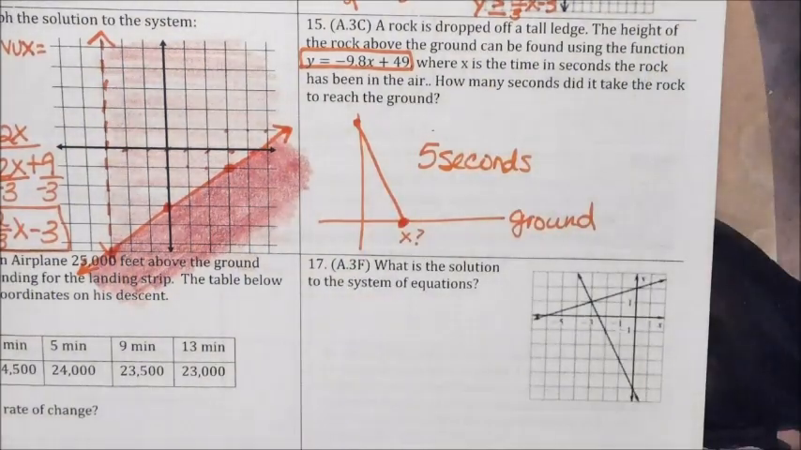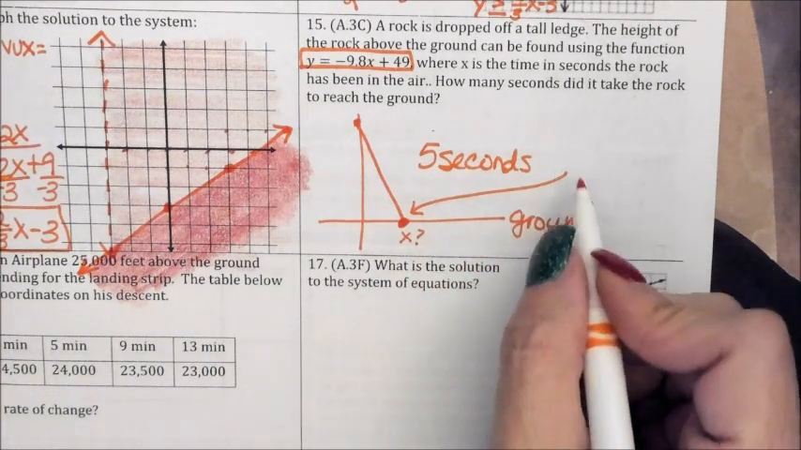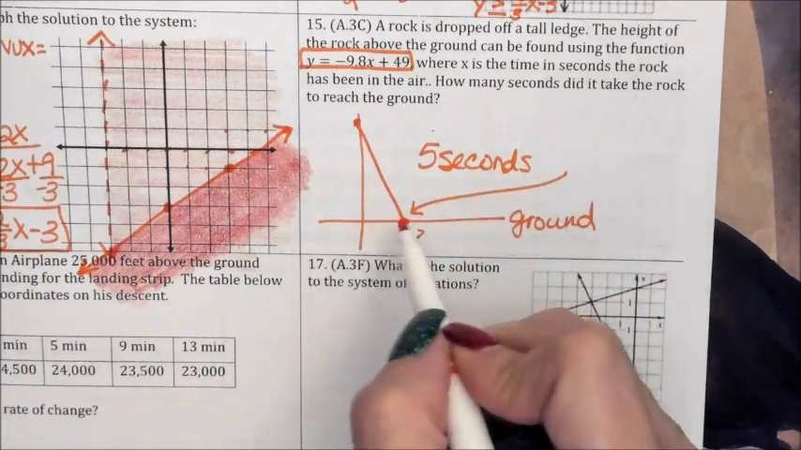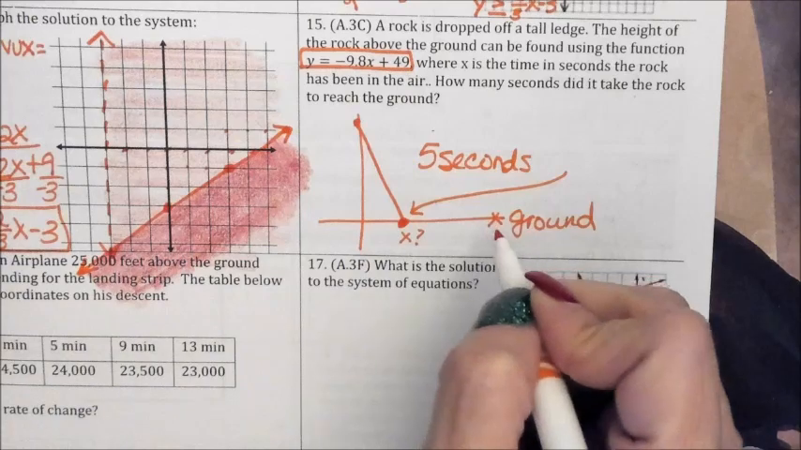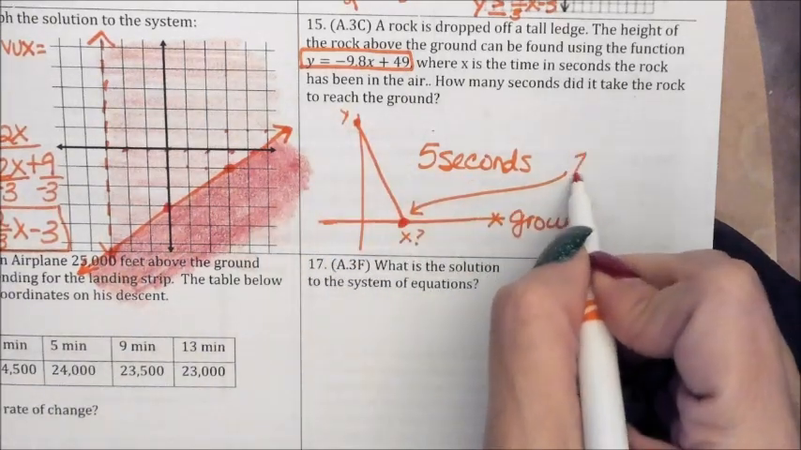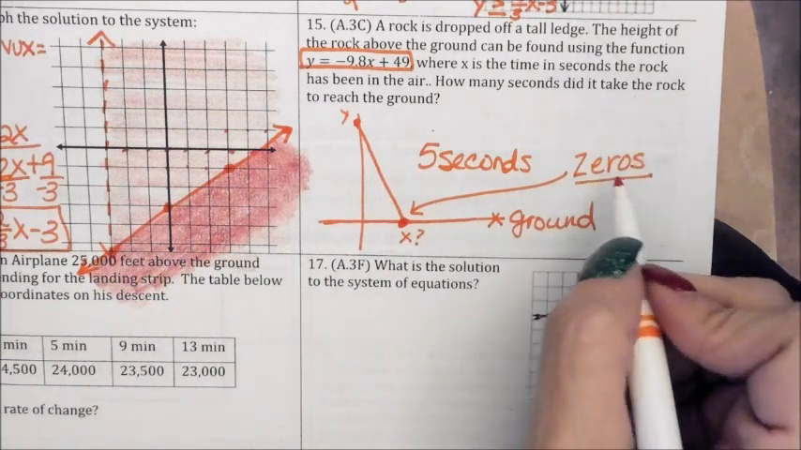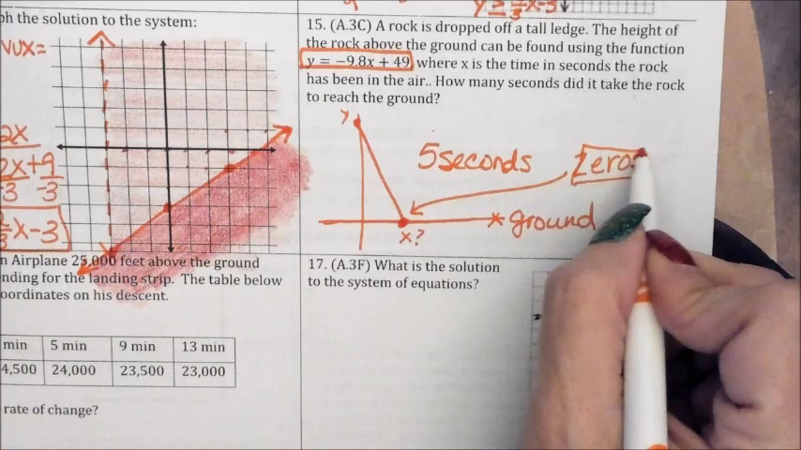What do we call that spot? Do you remember what we call that, where it hits the ground? It had a name. When you are on the x-axis, here's our y-axis. Remember, heroes stand tall, but zeros lay down. In essence, you're finding the zeros.